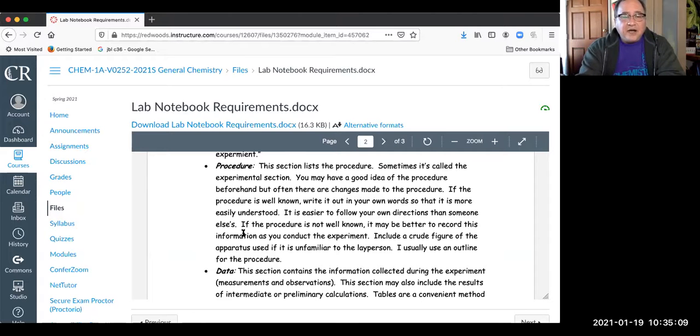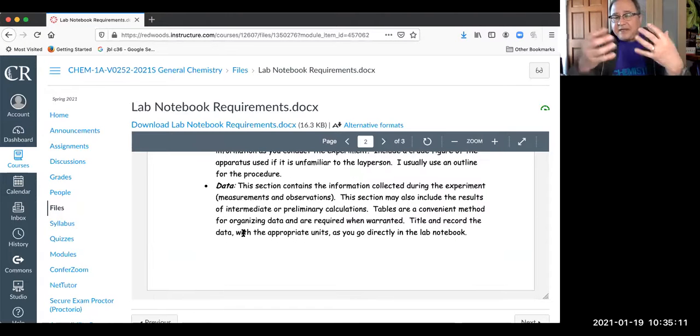Okay. You want a data section. And for the data section, you list all the data you collect, plus you label it. You don't want a number hanging out there that says 7.0 centimeters and no one knows what it refers to. So it might be the length of the index card, 7.0 centimeters. Okay. Sometimes the data collected is repetitive, so you make a table.